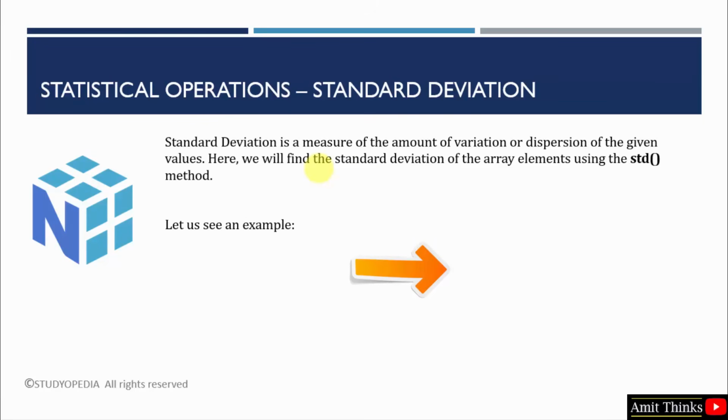Now let us work around standard deviation. Standard deviation is basically a measure of the amount of variation of the given values, that is the given array values. We can find the standard deviation using the std method. Let's see an example.